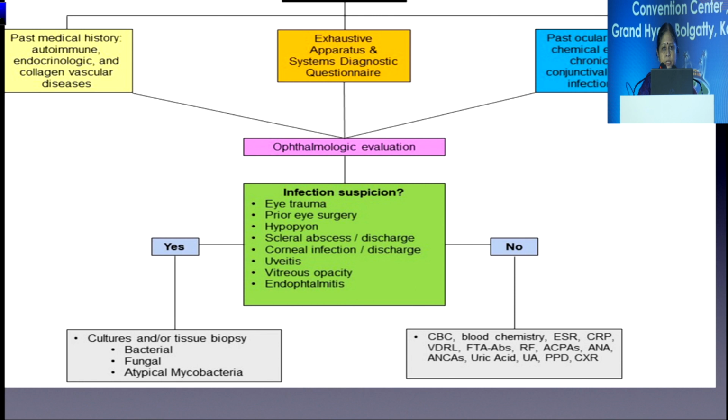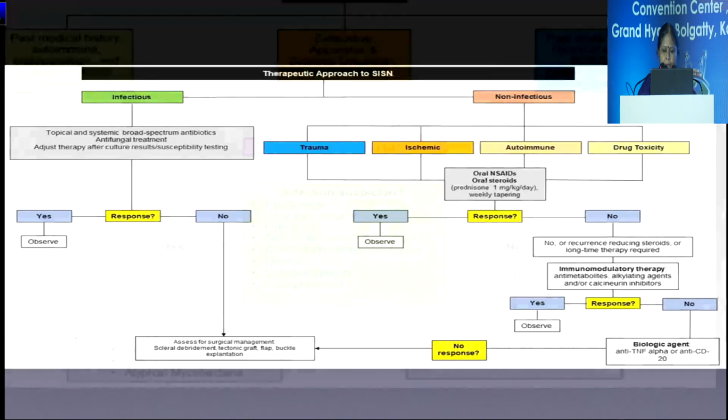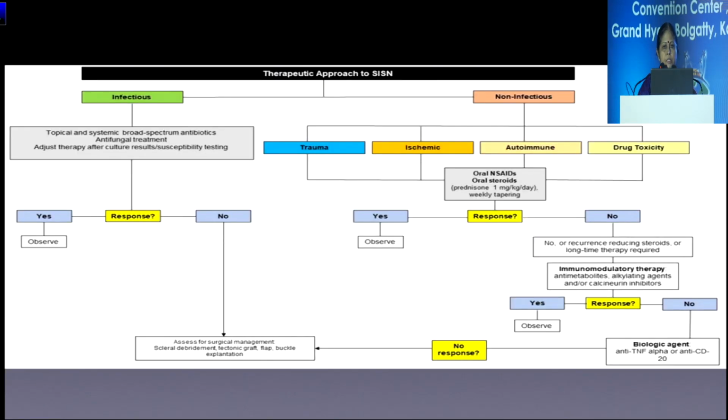Here again, it is better to rule out infections, especially bacterial, fungal, and atypical mycobacterial infection, and treat the patient accordingly. For all non-infectious pathology, you upgrade the treatment, starting with topical and systemic non-steroidal anti-inflammatory agents, to systemic steroids, to antimetabolites and biological agents if the patient is not responding, and as a last resort, the sclera is debrided and you put a patch graft.